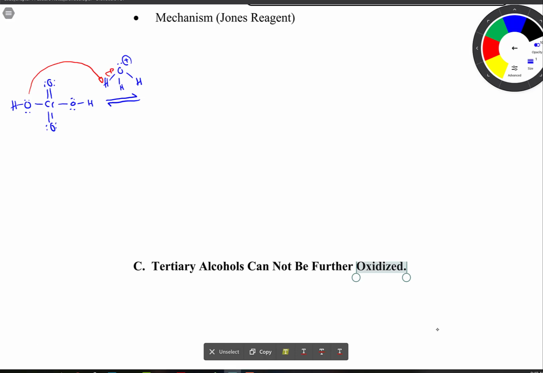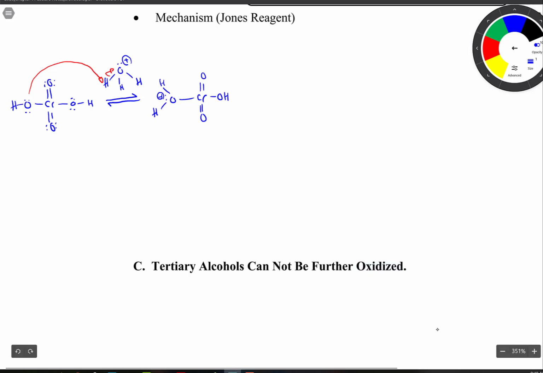So what that gives us is this intermediate where we have an H connected to an oxygen. And then the chromium part is all just the same, right? So just collapse that stuff down a little bit. And then we have a plus charge there, right? Okay, so now this is what we're going to use as our reactant. And I'll take here something like isopropyl alcohol, right?